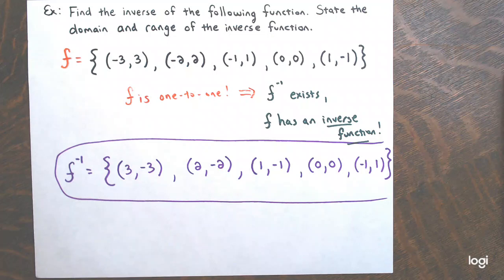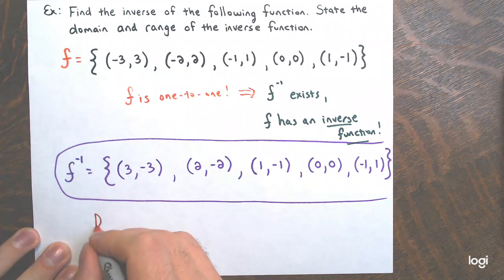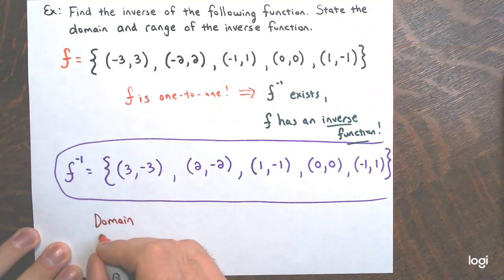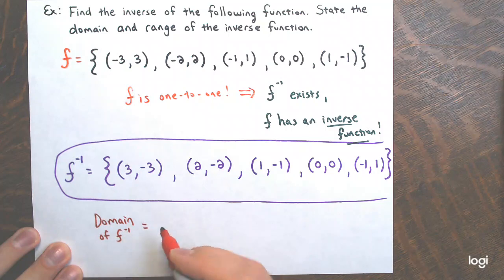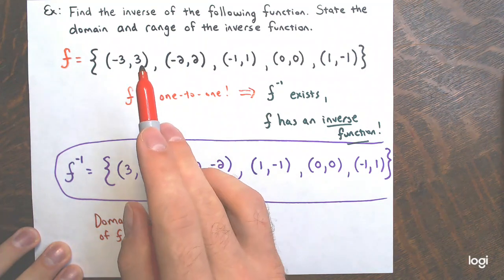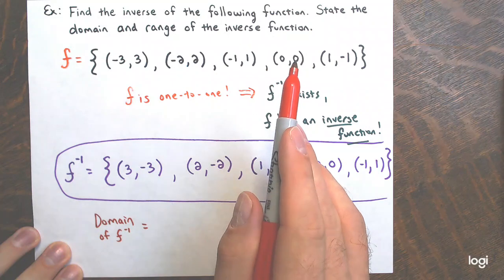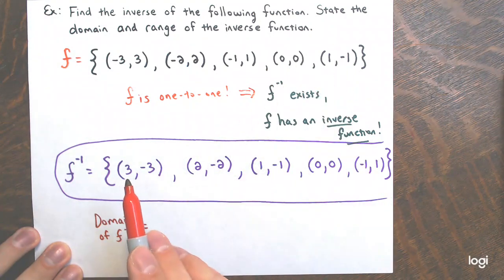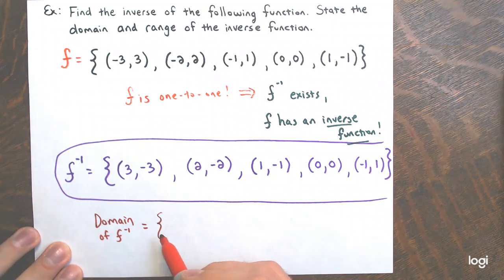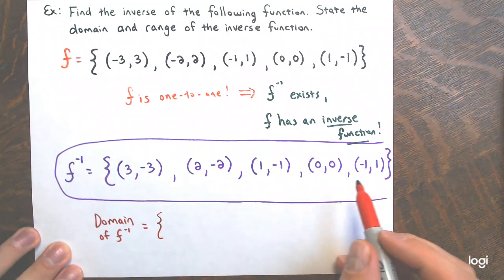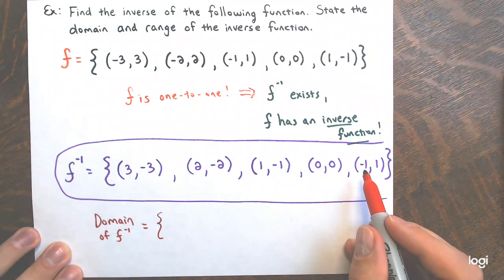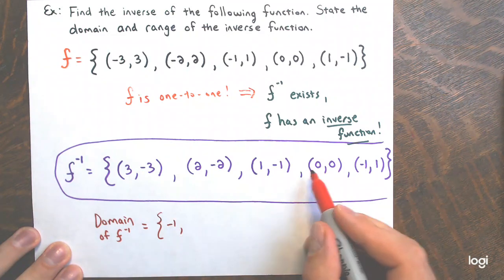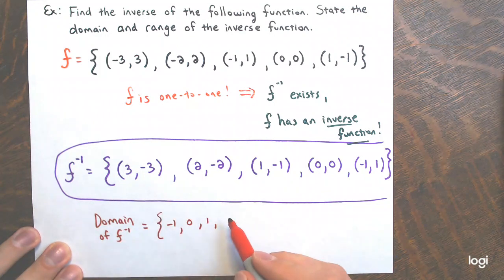Now if you wanted to draw a mapping or an arrow diagram, fine, that's cool. You can do that. And then we're asked to state the domain and the range of this inverse. So the domain of f inverse, remember, is the same as the range of f. The 3, the 2, the 1, the 0, the -1 in the range of f are also in the domain of f inverse. This time I'll put them in order because it's easier to see. It's all the inputs of f inverse, all the x coordinates, the first coordinates: -1, 0, 1, 2, and 3.